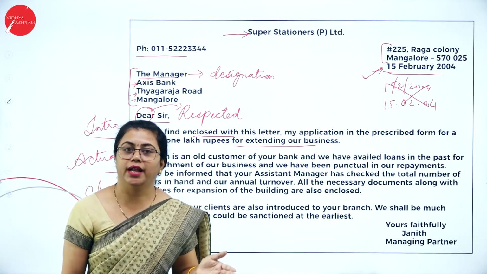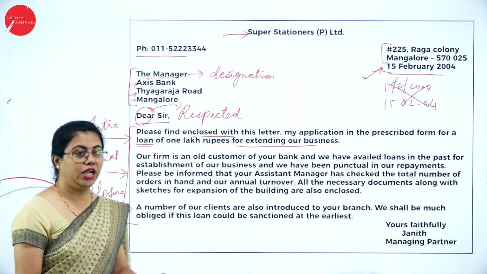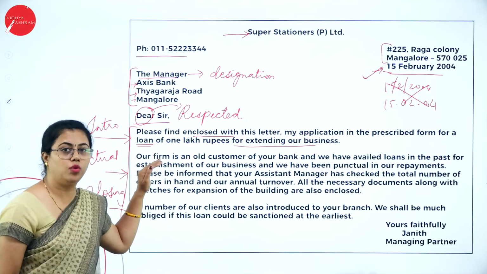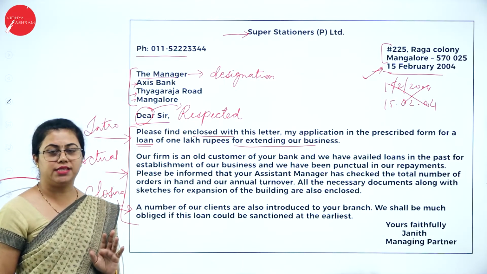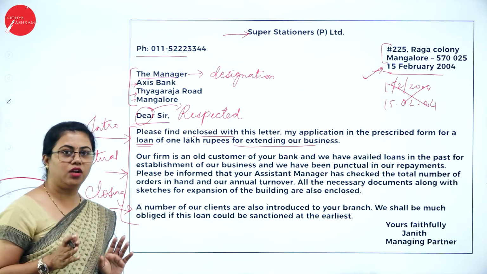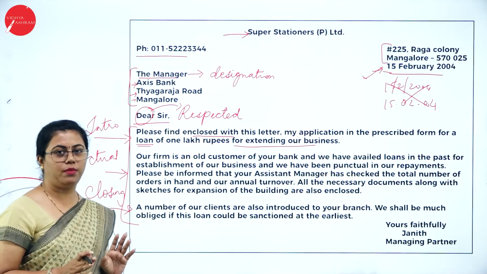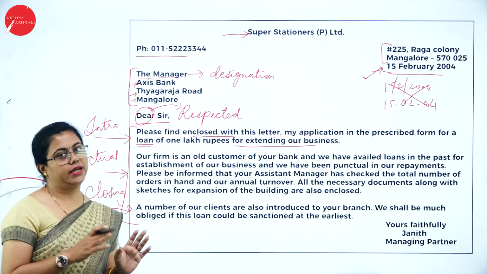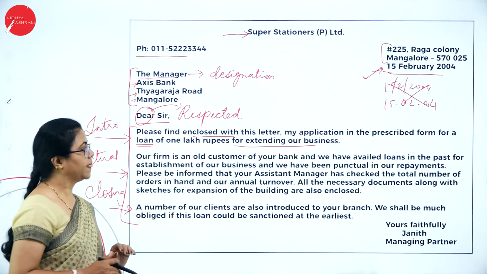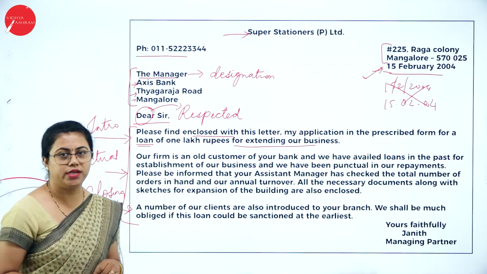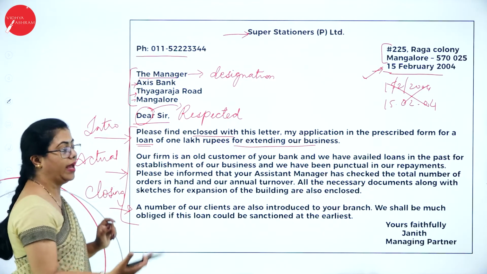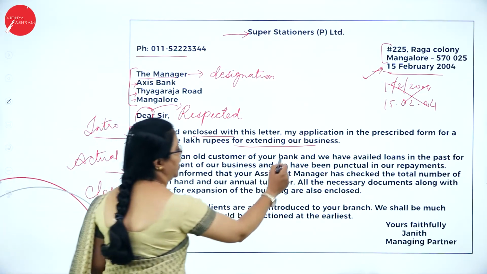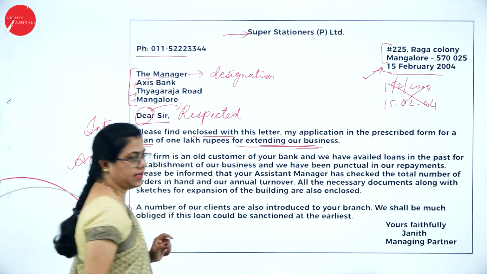So how do you write a letter for OD? You just need to interchange the words here. Instead of loan, you have to specify OD. That's it. So here if you write loan, it is a loan application. If you write OD, it is for overdraft. You just need to alter the words. So here he is requesting a loan. Why is that loan? He wants to extend his business.